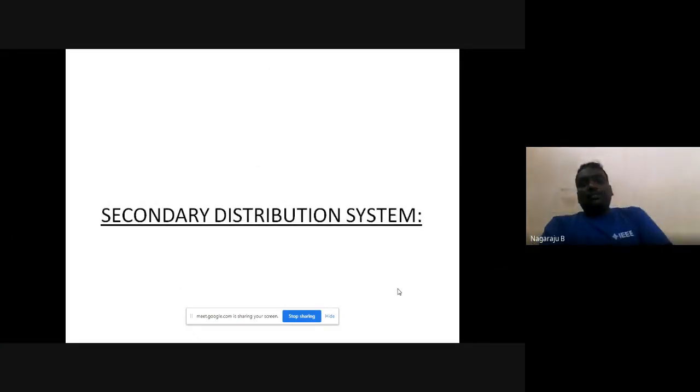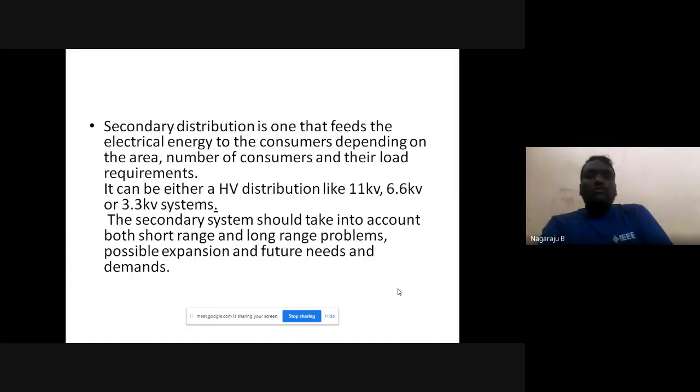Now the secondary distribution system. The secondary distribution system is one that feeds the electrical energy to the consumer depending on the area, the number of consumers and their load requirement. It can be either an HV distribution like 11 kV, 6.6 kV, or 3.3 kV systems. The secondary distribution system should take into account both short range as well as long range problems, possible expansion, and future needs and demands.